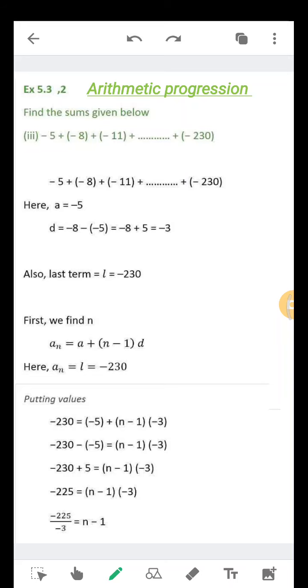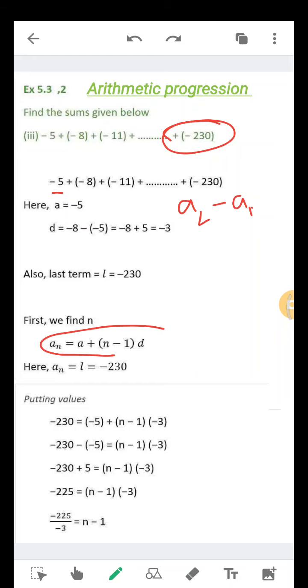So I'll take values from the series, that is a is minus 5 and d value is t2 minus t1 or a2 minus a1. Whenever you are finding d, you should do succeeding minus preceding. So minus 8 minus of minus 5, that becomes plus 5, and it gives you minus 3. So this is your d value. We have got a and d values, and this minus 230 is your last term, that is an. An and l both are the same, so we have to find which term is minus 230, like we have done in the previous exercise. So let's find the value of n.